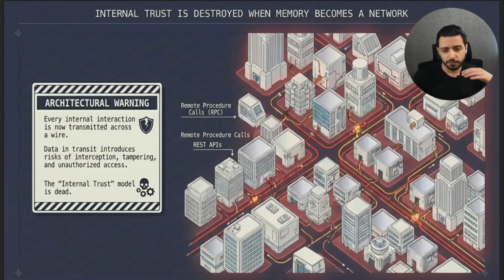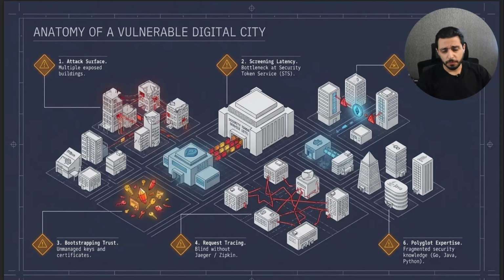Every time one service talks to another, the data is transmitted across a wire, which introduces new risks like interception, tampering, and unauthorized access. This brings us to the primary challenges that make securing a distributed environment a massive issue. Breaking a monolith into microservices solves scaling problems, but it creates some massive security issues that every engineer needs to understand. First one is a broader attack surface.